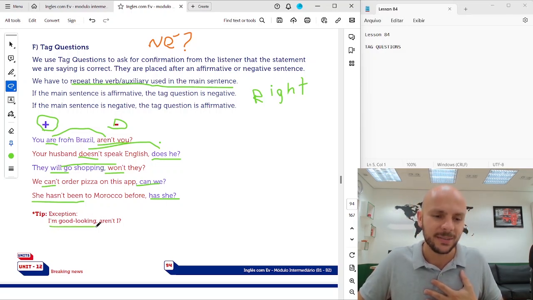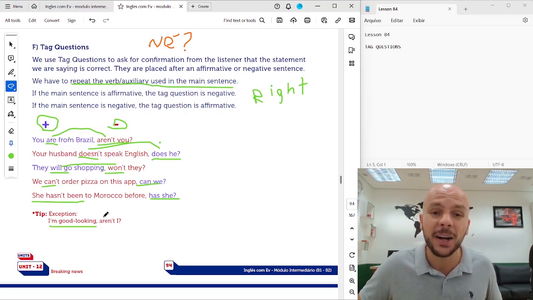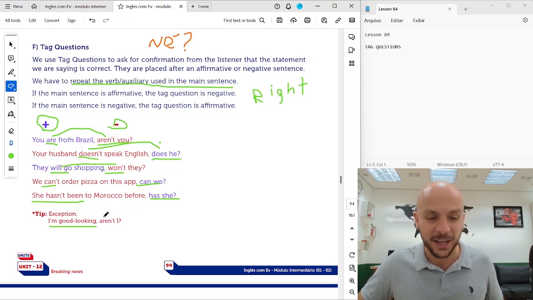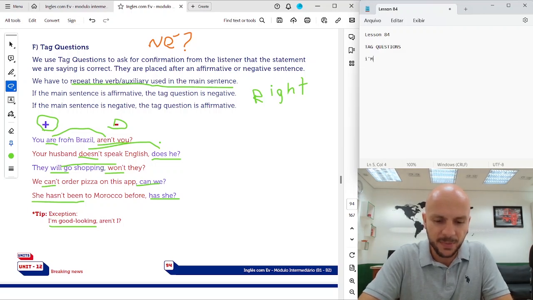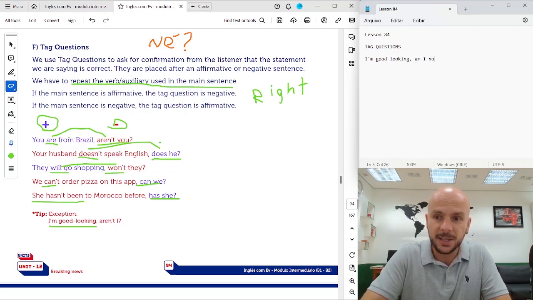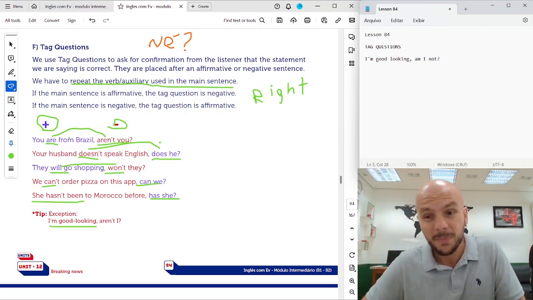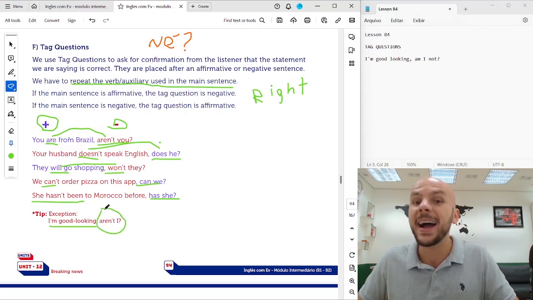We have one exception. I'm good looking, aren't I? Okay? This is an exception because "are" is used for "you". Am I correct? But yeah, you can use "aren't I", or some people use, for example, I'm good looking, am I not? You can say that too, okay? But the most correct in English is to say "aren't I".